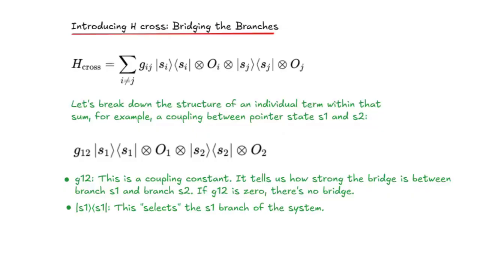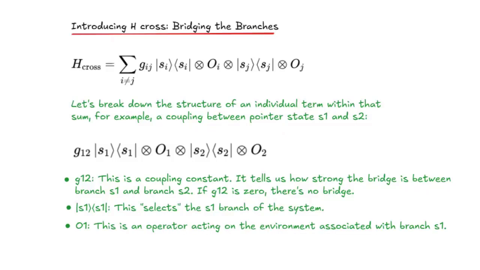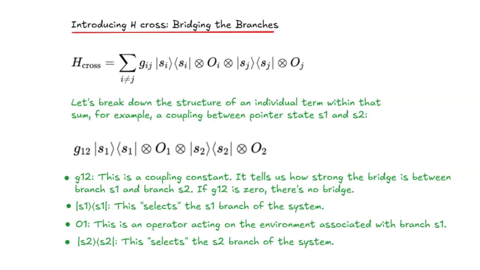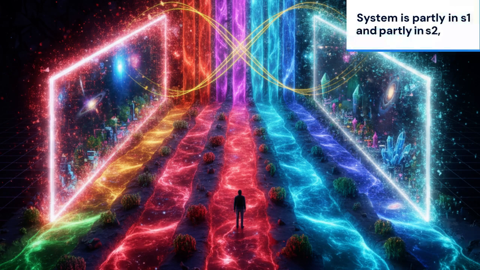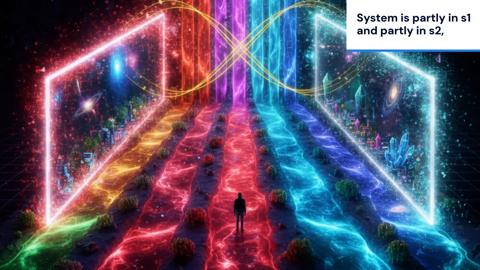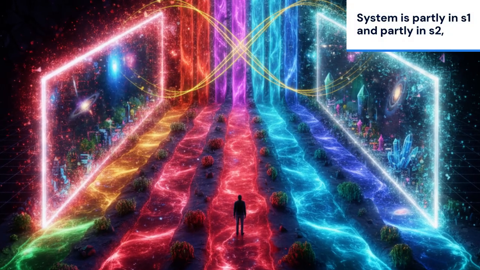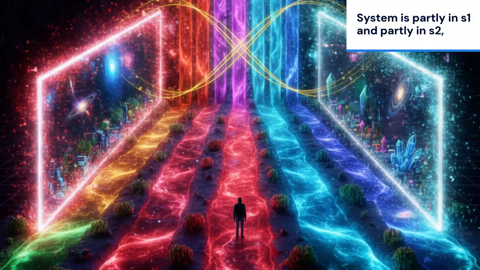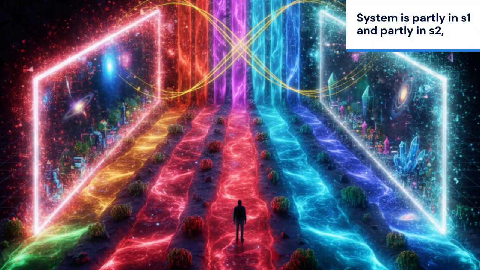The outer product of the state S sub 1 with itself serves to select the part of the system that corresponds to the pointer state labeled S sub 1. So it focuses only on the branch of the system associated with S sub 1 and filters out all other possible branches or states. O1 is an operator acting on the environment associated with branch S1. The outer product of the state S sub 2 with itself selects the S2 branch of the system. If the system is partly in S1 and partly in S2, there's an interaction, with strength G12, between the environmental influence O1 associated with S1 and the environmental influence O2 associated with S2.